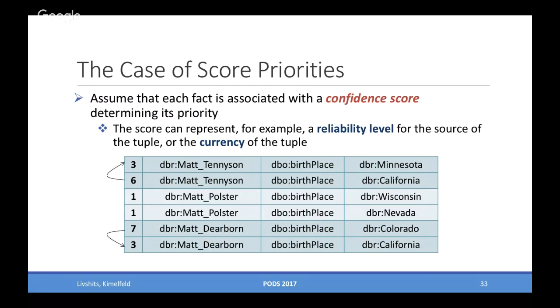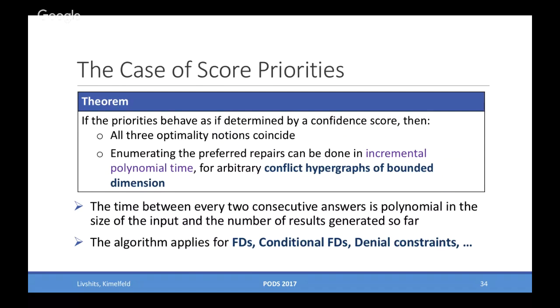Now, if this is the case, if the preference relation behaves as if determined by a confidence score, then first of all, three notions of optimality coincide. Okay, they become exactly the same. So any Pareto optimal repair is also a greedy repair, and every greedy repair is also a globally optimal repair, and so on.